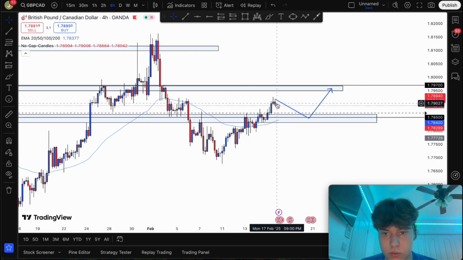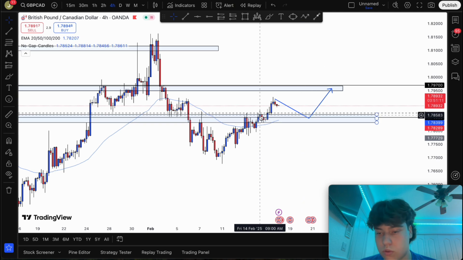So price on the 4-hour will probably come down to here, retest this EMA that's coming up, reaches in psychological level, with also the previous 4-hour structure. So that's a beautiful trade.